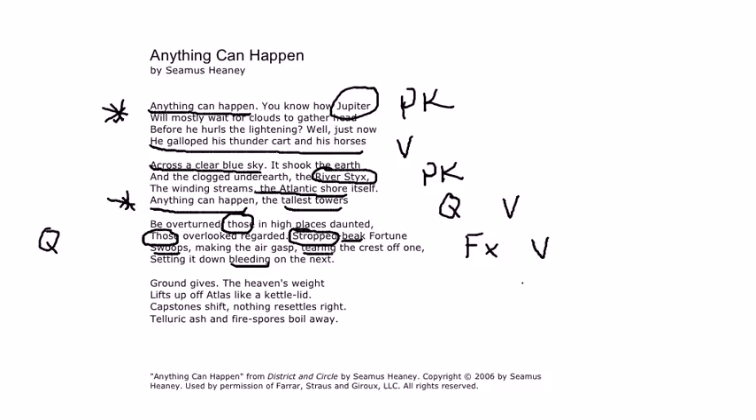Ground gives, the heaven's weight lifts up off Atlas like a kettle lid. And that's a really powerful simile. And it works for me. I can visualize something very powerful, an action, a moment that is so strong that it's lifting up something as heavy as the earth. And I know that because of the word Atlas, which is another allusion to the ancient mythology. Atlas was the Titan who was so strong he could carry the weight of the world on his shoulders.